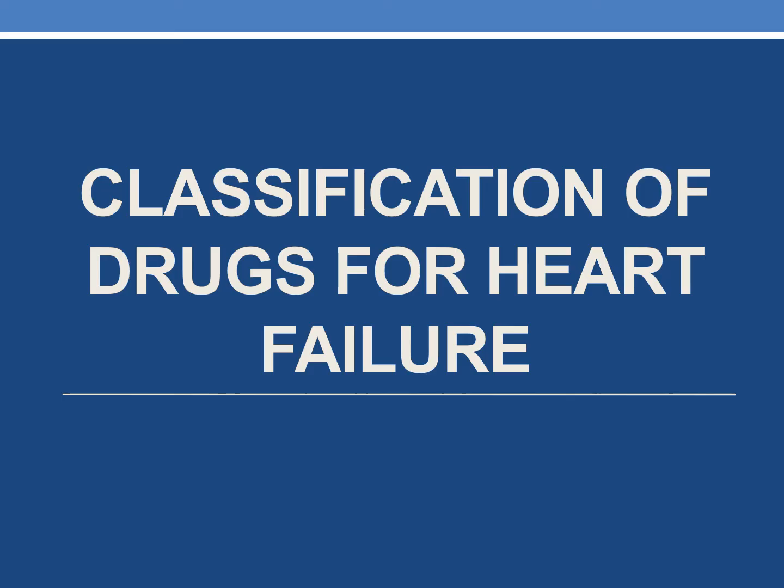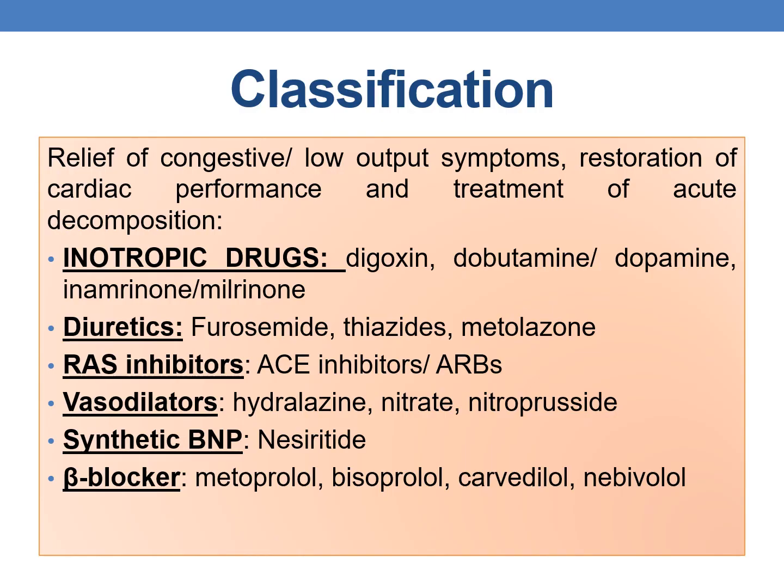Coming to the classification of drugs for heart failure. Whenever the therapeutic principle is to relieve congestive or low output symptoms, restore cardiac performance and treat acute decompensation, the drugs employed are inotropic drugs. Examples are digoxin, dobutamine or dopamine, inamrinone and milrinone. Next is diuretics. Examples are furosemide, thiazides and metolazone.